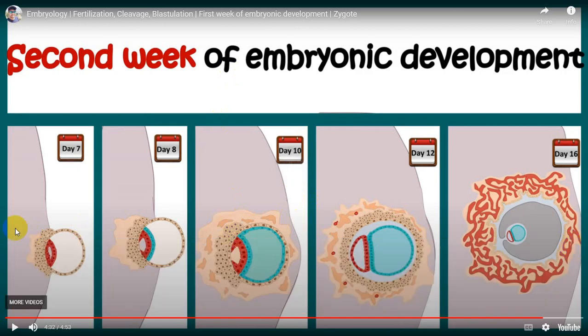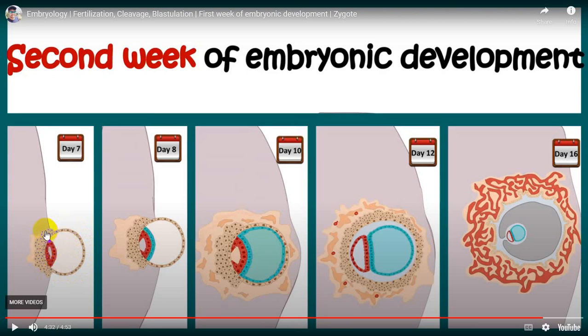So you can see this is the implantation site, that's the endometrium of the uterus. Either the anterior or posterior wall of the uterus, but most of the time the posterior wall. So this is the blastocyst. This is the outer cell layer, which is called cytotrophoblast, and the inner cell layer, which is called embryoblast.